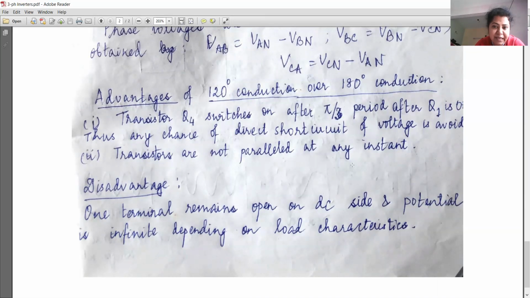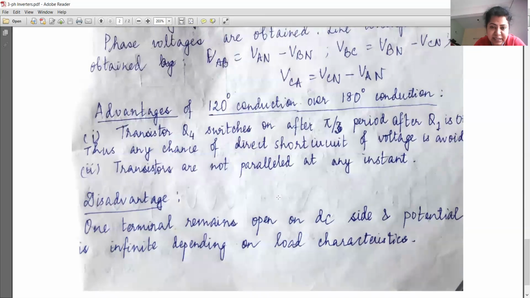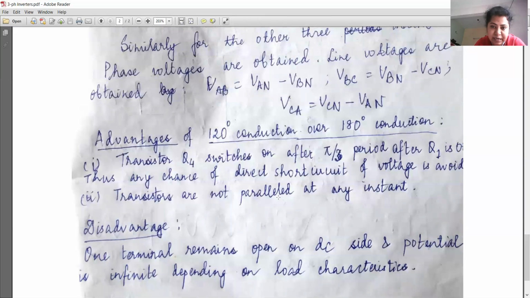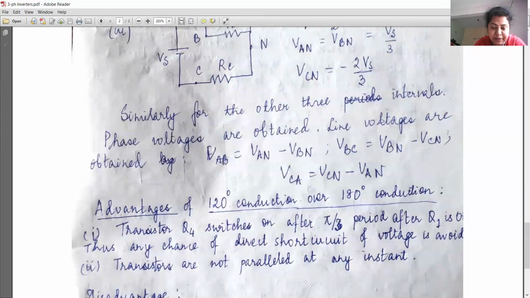Transistors are not paralleled at any instant in case of 120 degree conduction, but there is a certain disadvantage in 120 degree conduction, which is that one terminal remains open on the DC side and the potential is indeterminate depending on the load characteristics. This is a disadvantage of 120 degree conduction over 180 degree conduction. Now this is a very simple circuit of a three-phase inverter.